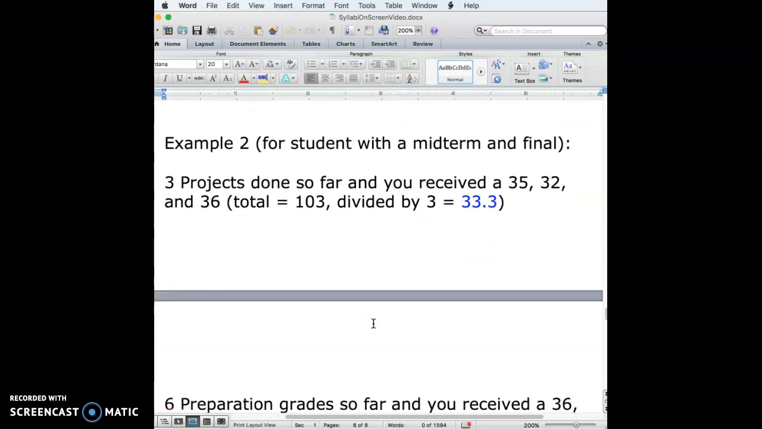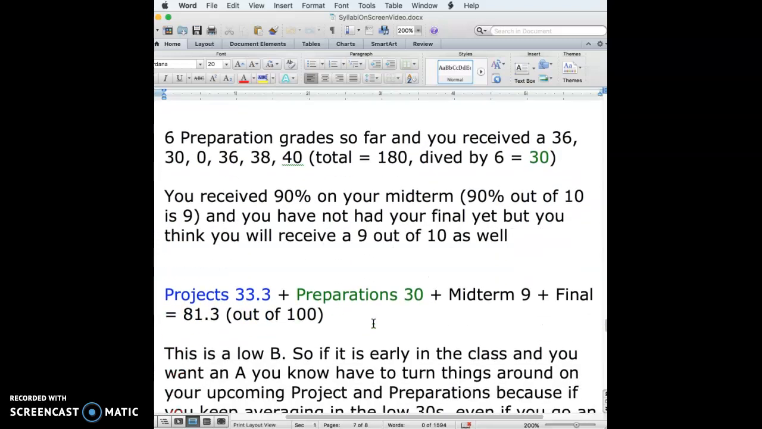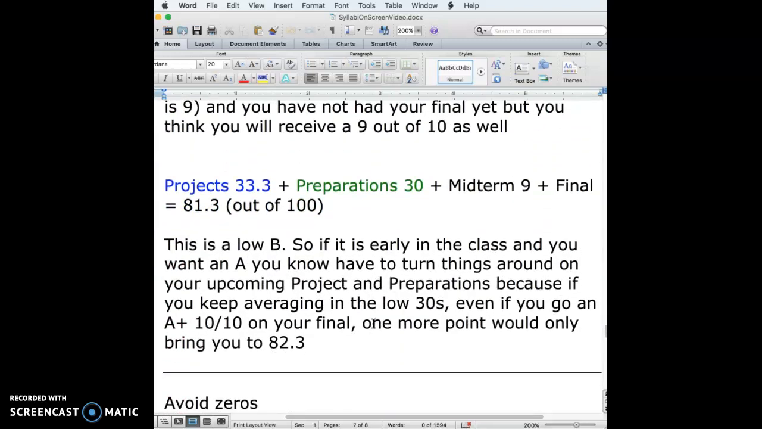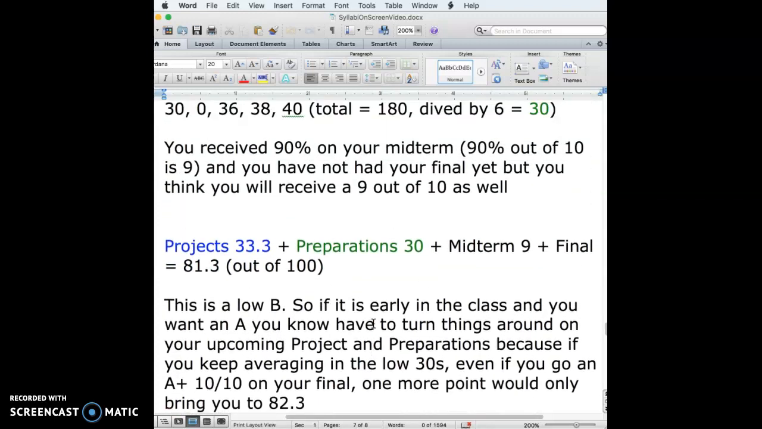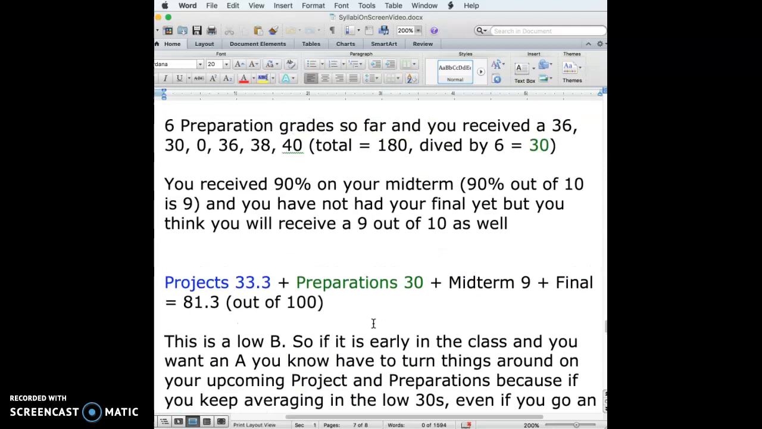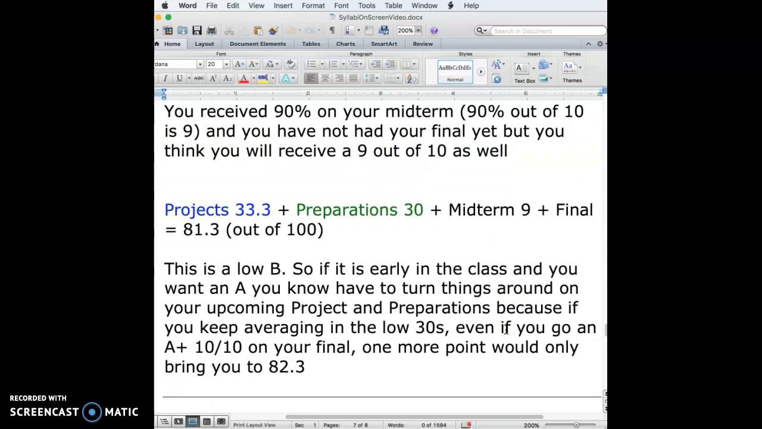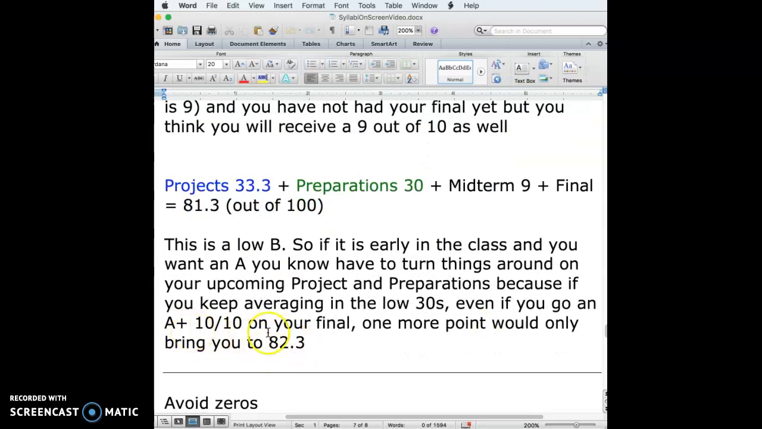And then here's the same example, but instead of a final project, it is a midterm and a final. So the example here says the midterm was already taken, you received a 9, haven't had the final yet, but you're hoping for a 9, so you add those 18 points in there, and you can see you're coming up to a low B again, and same message, got to increase this stuff.